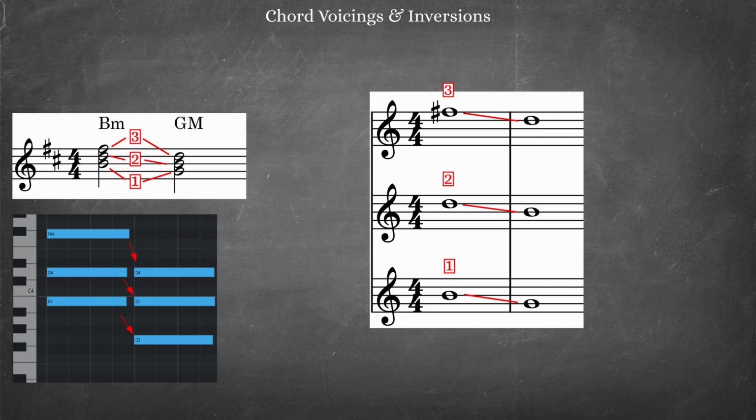Certain emotions are best captured with large, unpredictable, or jagged leaps. I'll talk more about that in future videos. So if I change the inversion of one or both of these chords, I can achieve smoother voice leading.